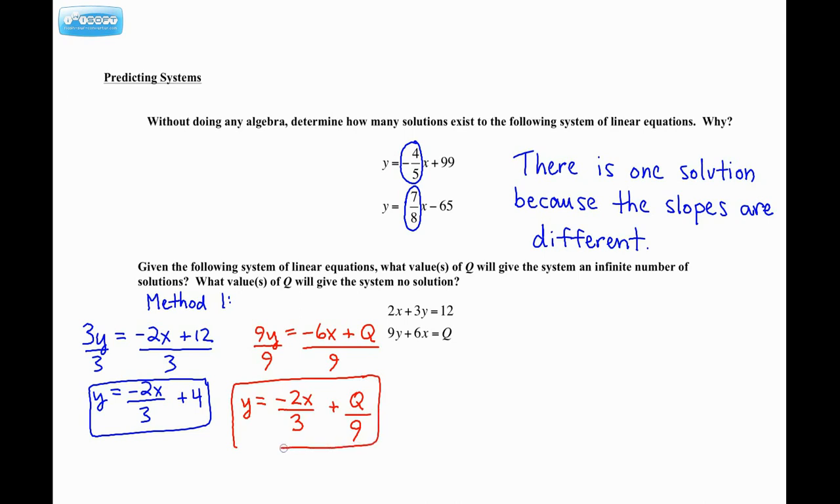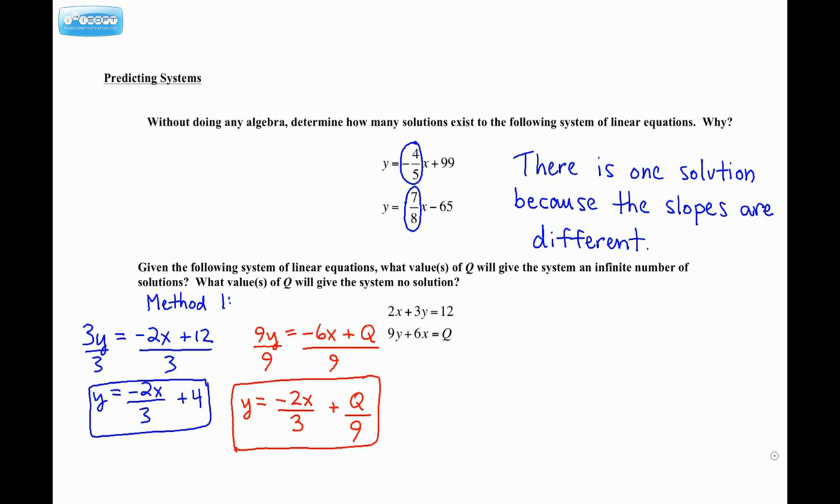So perhaps these equations are now more easily comparable. All right. So look at our two equations. Well, you notice that their slopes are identical. They're both negative 2/3. So we know that this solution can never have only one solution, right? Because the slopes are the same, we either have no solutions at all, or we have infinitely many solutions.